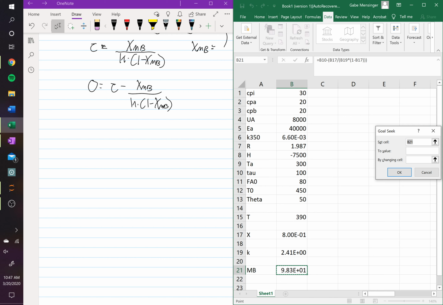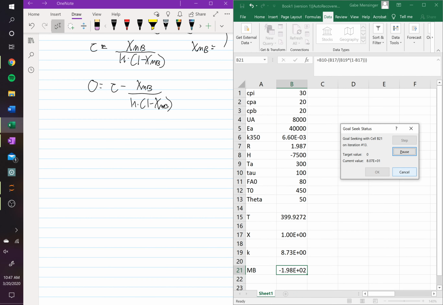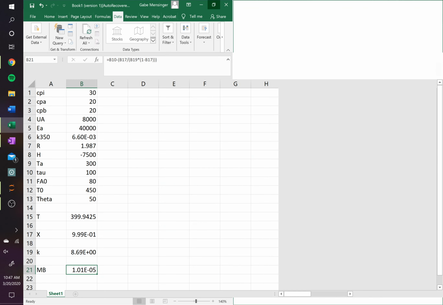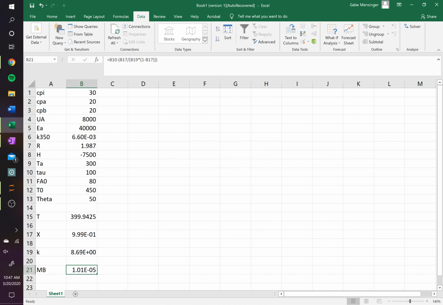So we're going to set mass balance to 0 by changing temperature. All right, perfect. So we see that we now have my mass balance is basically 0. It's close enough to the -5. That's close to 0. And my temperature is almost 400 degrees.